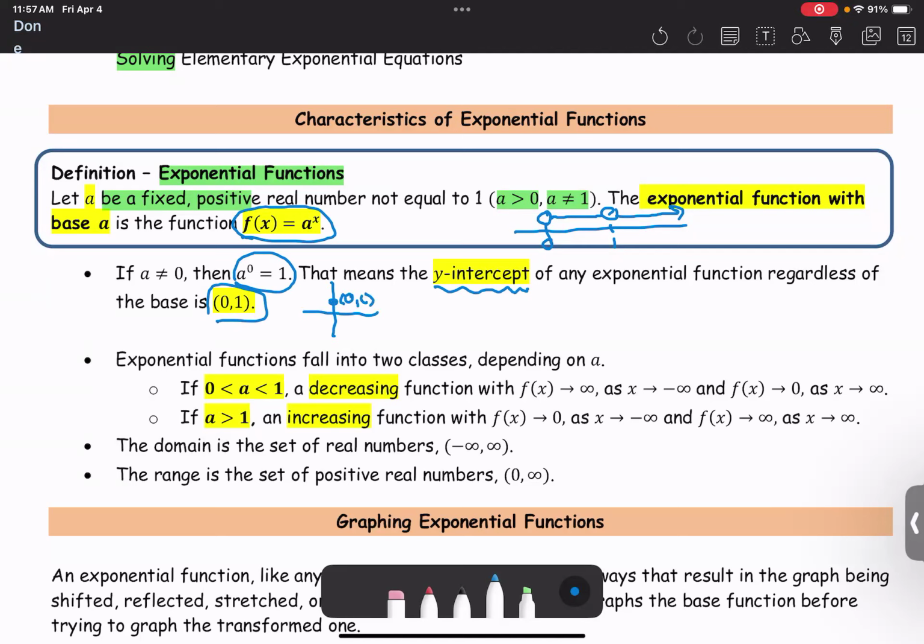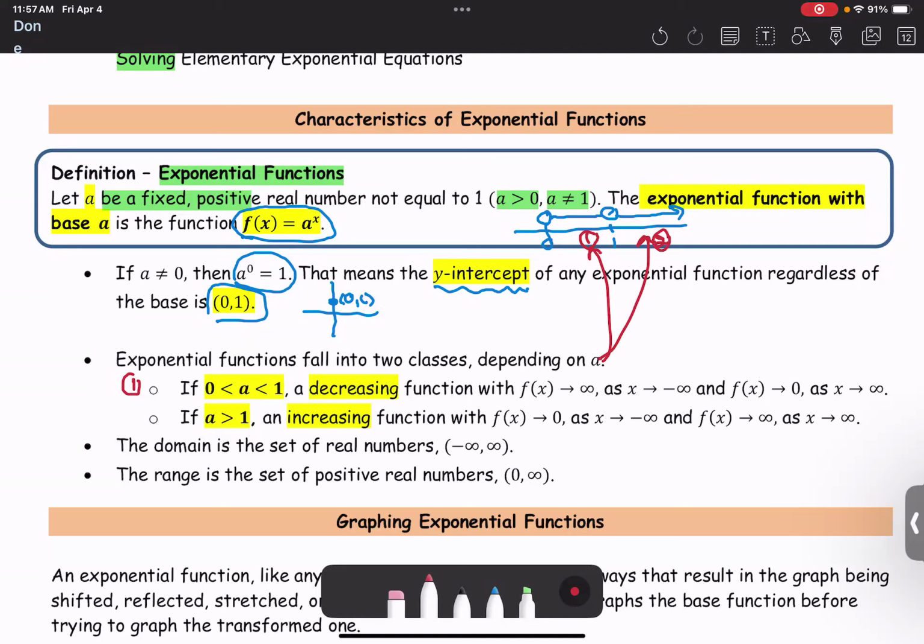Next, exponential functions fall into two classes depending on the value of a, as we use the real number line to explain the nature of the a value. So we have case 1 when a is between 0 and 1, and case 2 where a is greater than 1. So we split into two cases. Case number 1, when a is between 0 and 1, the function f of x is a decreasing function.